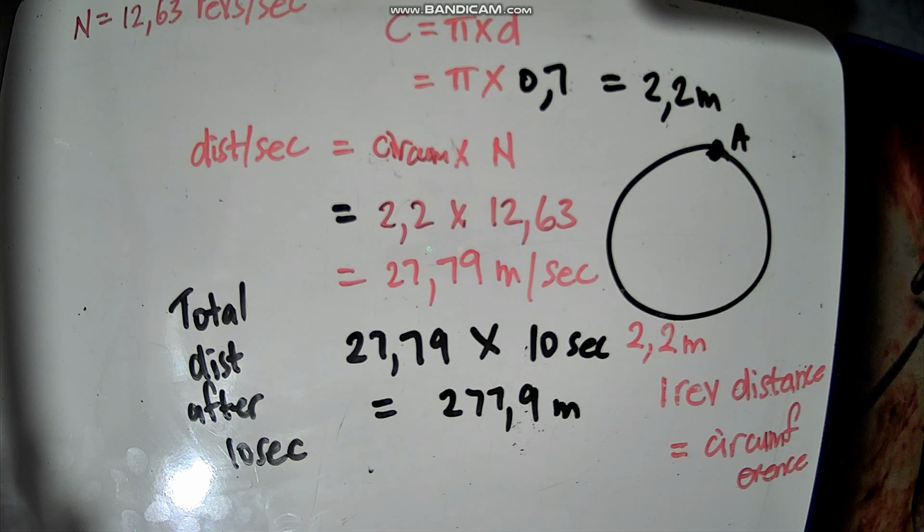In other words, point A. Notice in one revolution, that means it makes one circumference. One circumference is 2.2, times the rotational frequency or the rotational speed. So that gives me the meters per second. And then I'll get the final answer in meters when I multiply by seconds. And this will be the total distance covered after 10 seconds.